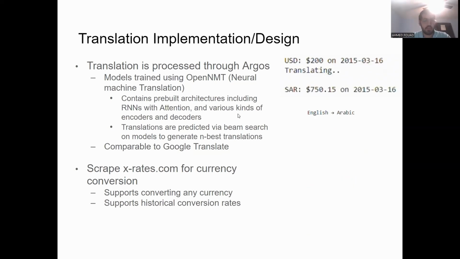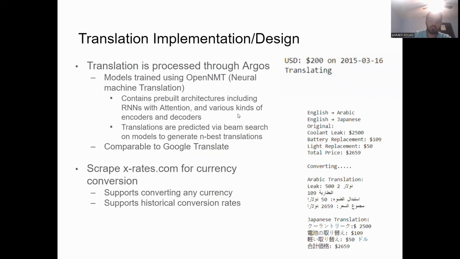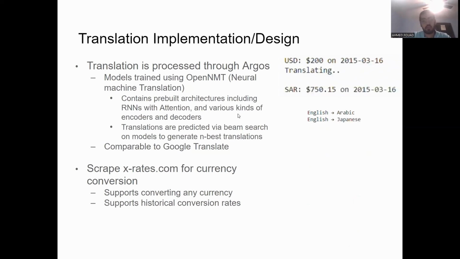xrates.com is a website that has all the currency conversions all the way back to 2014 from many of the common currencies. So all we have to do is just alter the URL based on what we're looking for, do a little search, and we can easily get the currency conversion from one currency to another at any given date.